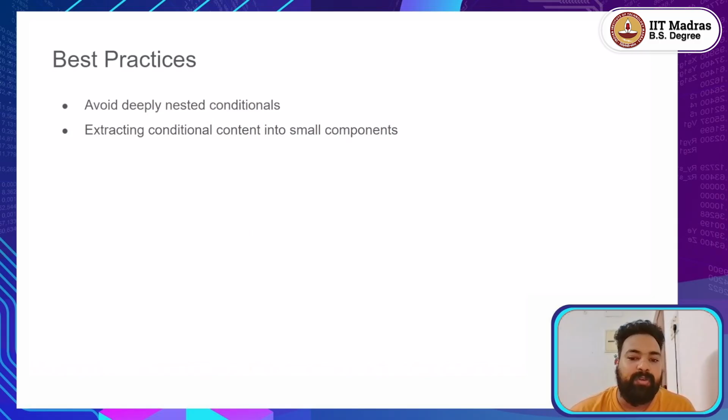Before we wrap up, let's go over some best practices for event handling and conditional rendering in React. First, always try to keep your components simple and your event handlers focused on a single responsibility. Even if an event needs to do multiple things, split those actions into smaller functions for better readability. Second, avoid using deeply nested conditional statements inside your JSX. If your render logic becomes complex, it is a good idea to extract parts of it into smaller components. This keeps your code cleaner and easier to maintain.